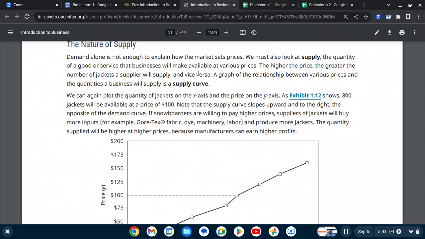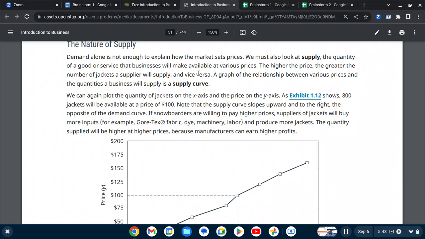The higher the price, the greater the number of jackets a supplier will supply, and vice versa. A graph of the relationship between various prices and the quantities a business will supply is a supply curve. We can plot the quantity of jackets on the x-axis and the price on the y-axis. As Exhibit 1.12 shows, 800 jackets will be available at a price of $100.